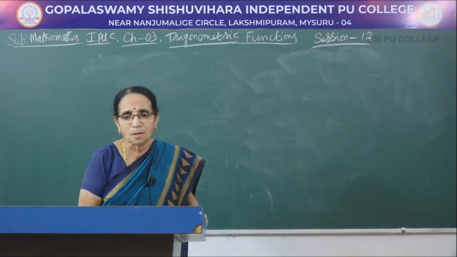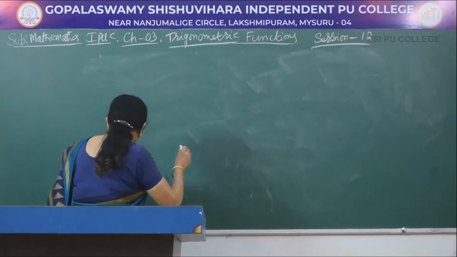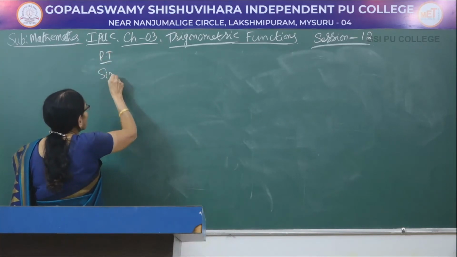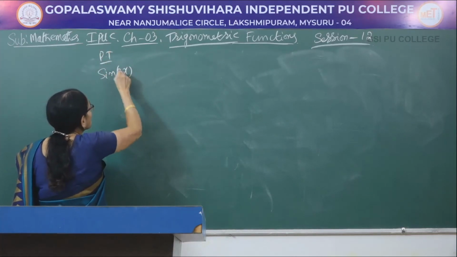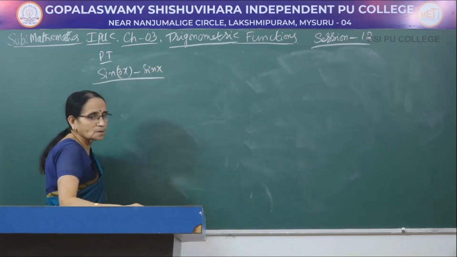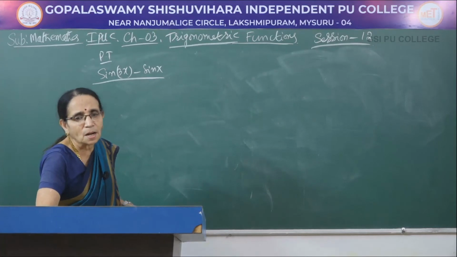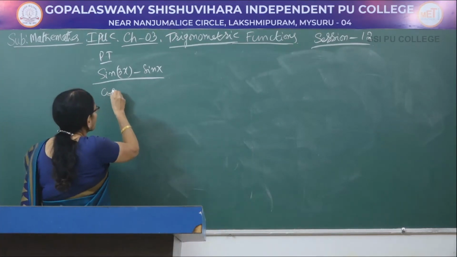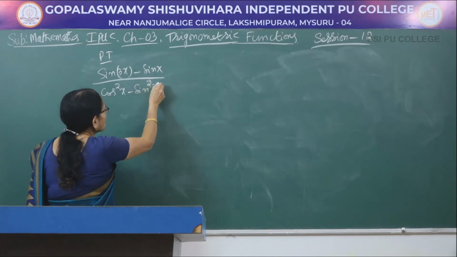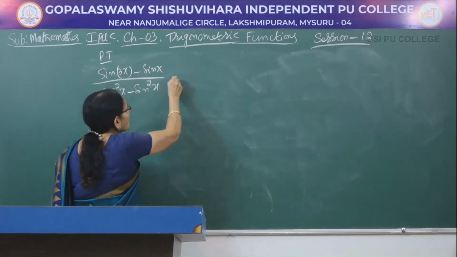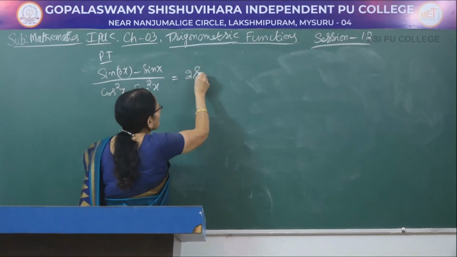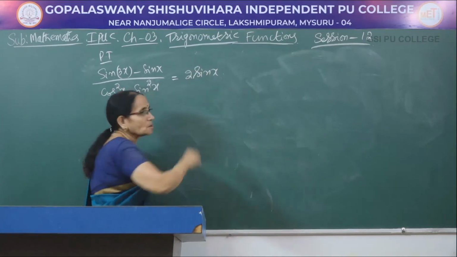Now, let me consider the first problem. Prove that sin of 3x minus sin x divided by cos square x minus sin square x should be equal to 2 times sin x.